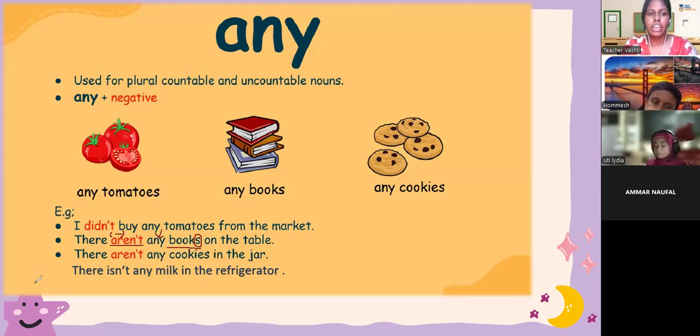Any. Next one. There aren't any cookies in the jar. Cookies, can you count? Yes. More than one or one? More than one. Aren't, positive or negative? Negative. So can I use some? No, I must use the word any. There aren't any cookies in the jar. This is the last one.